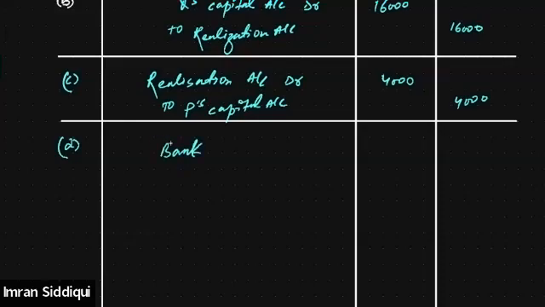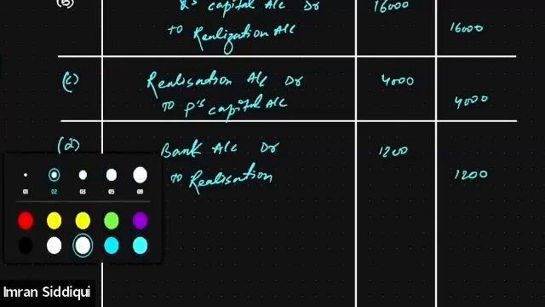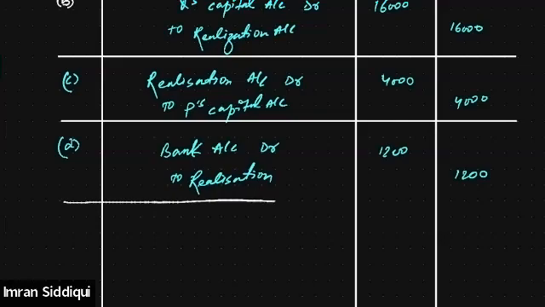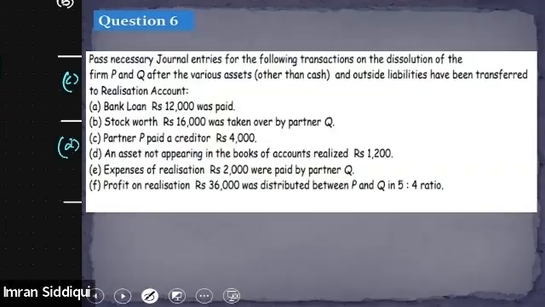Bank account debit to realization account. Amount was 1200. Got it, everybody? Is this clear to all of you or not? Yes, sir. Okay, then moving on to the next transaction.